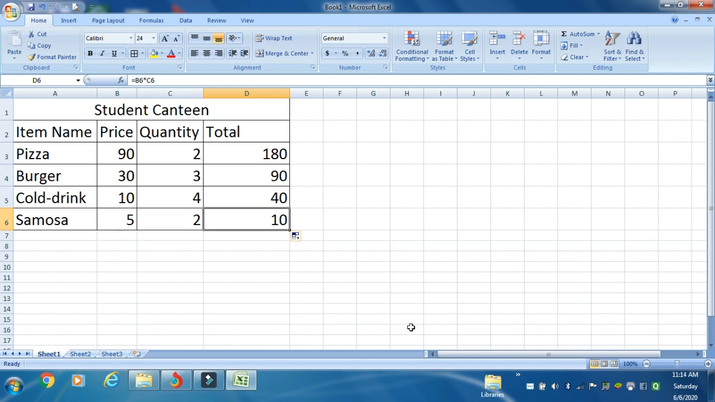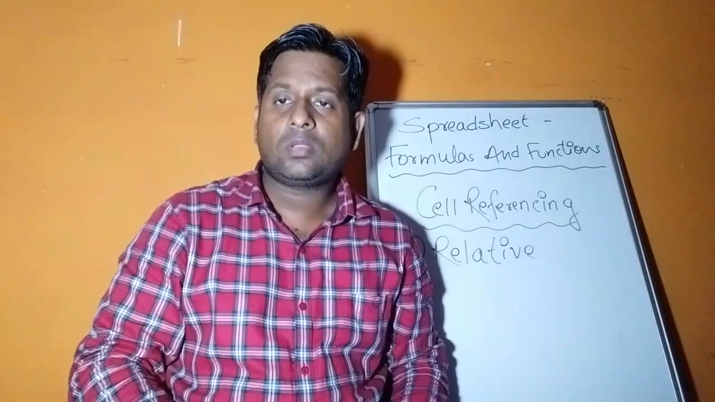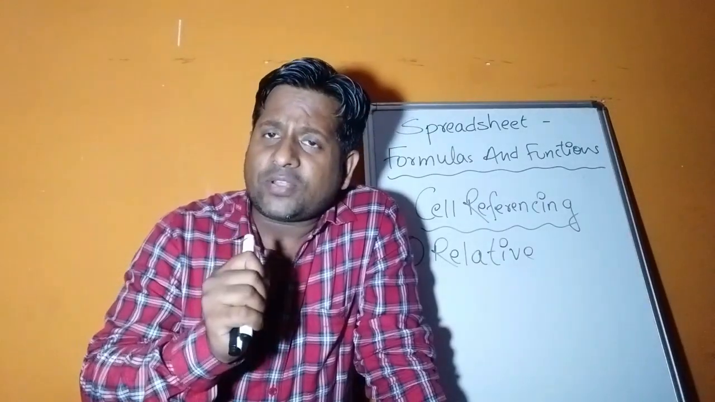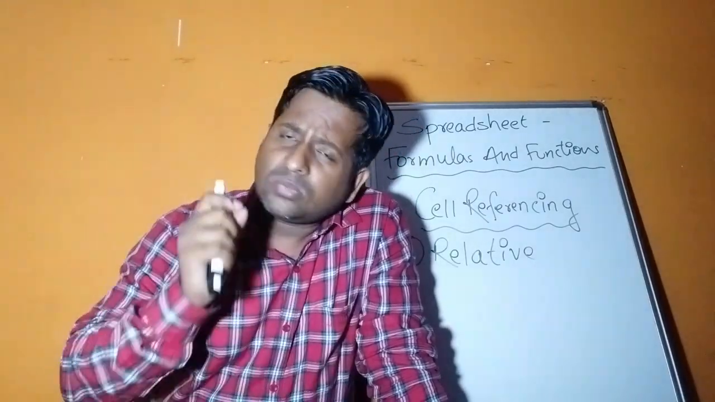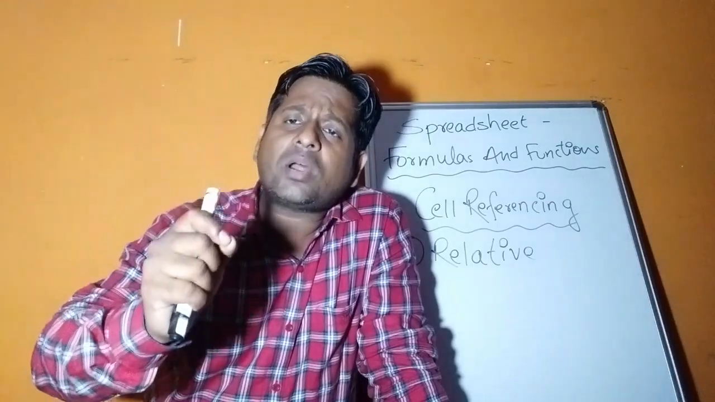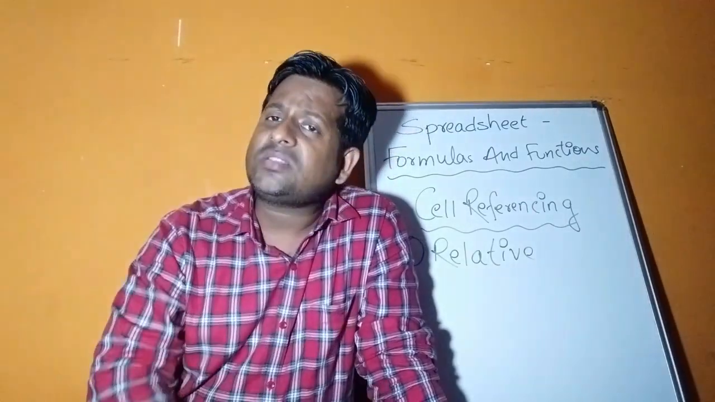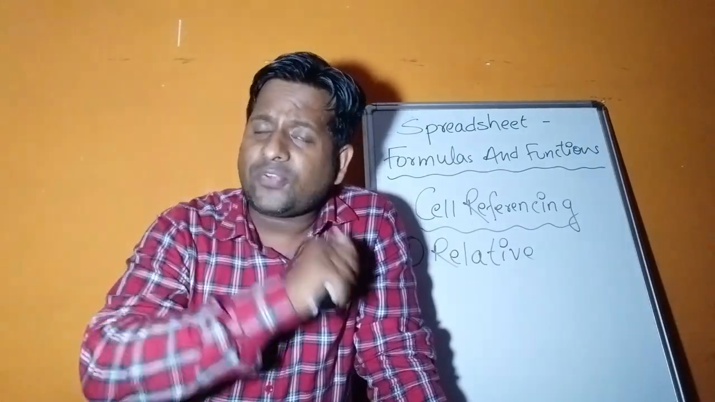Is this clear, children? So hope everyone understood what is relative cell reference. It's very simple to understand: when both the parts are not fixed, both are changing, that is known as relative cell referencing.